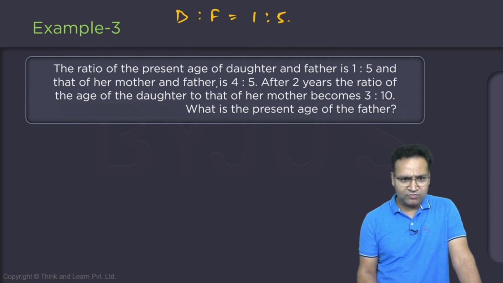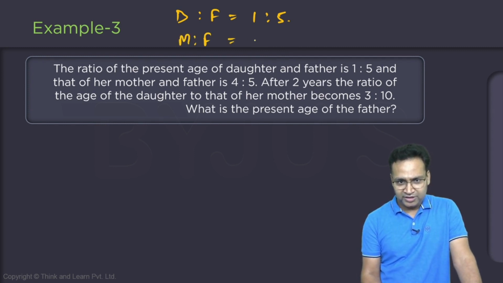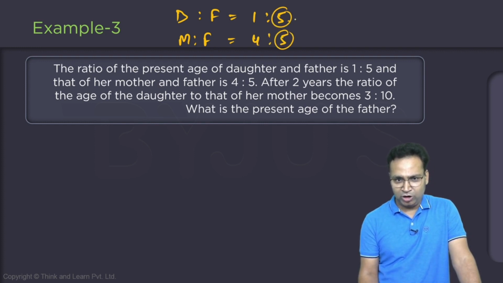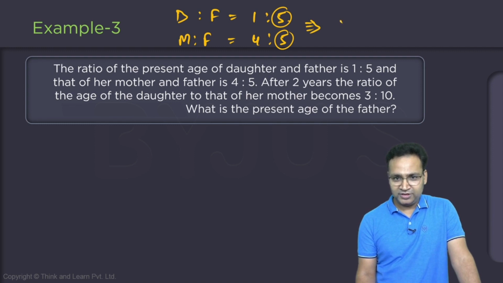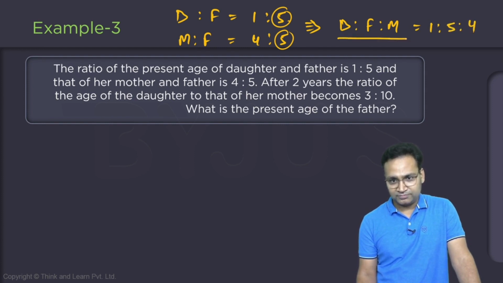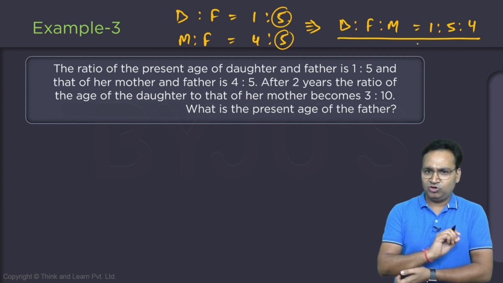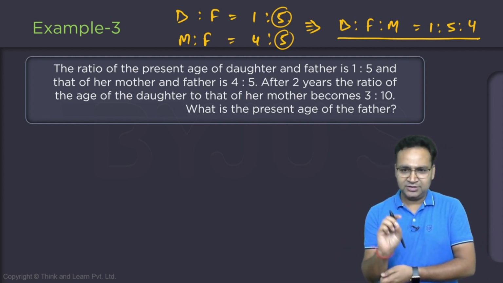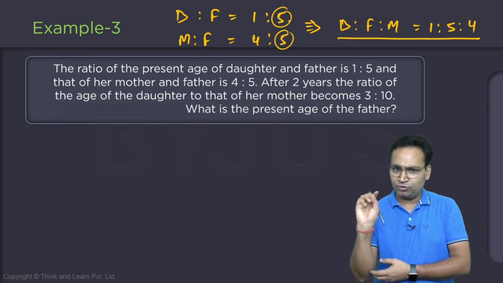Present age of mother and father is 4:5. The good thing is the 5 and 5 is already common. So the age of daughter, father and mother is 1, 5, 4. Is this clear? Daughter, father, mother is 1, 5, 4.